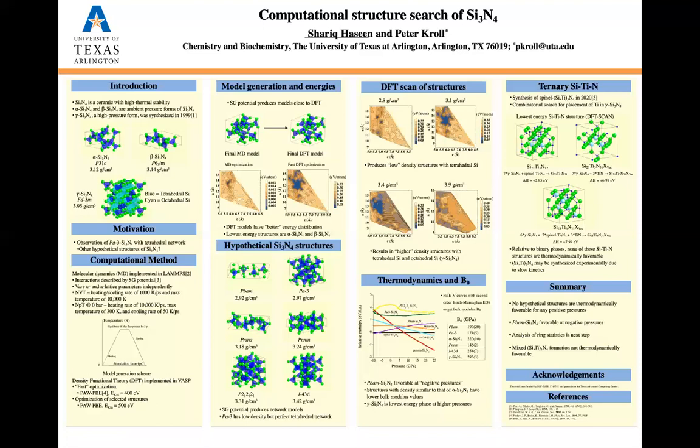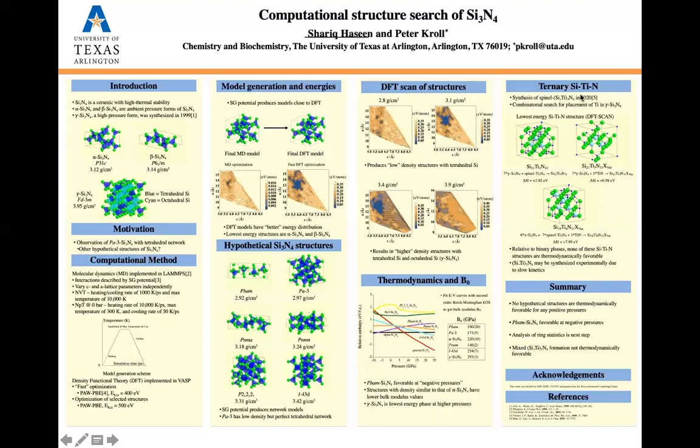Anyways, we're also interested in the mechanical properties of these structures. So we calculate the bulk modulus, which is the resistance to compression. And you can see that these structures with similar density to alpha silicon nitride have much lower bulk modulus values, and this is quite interesting.